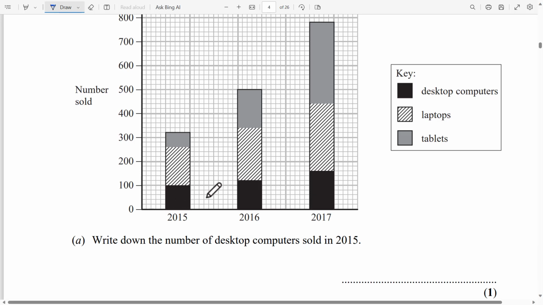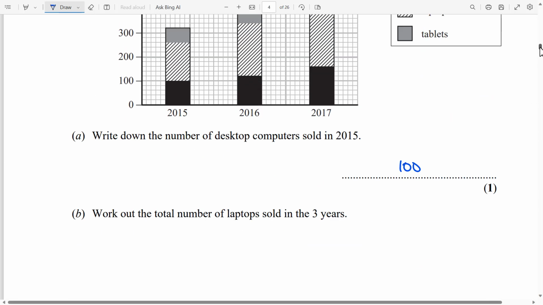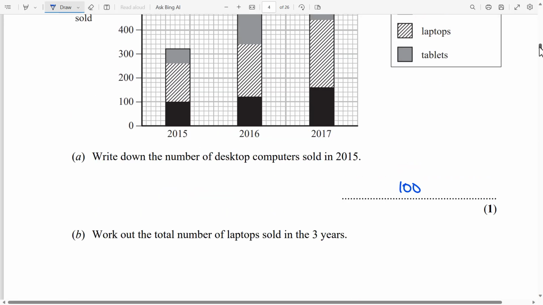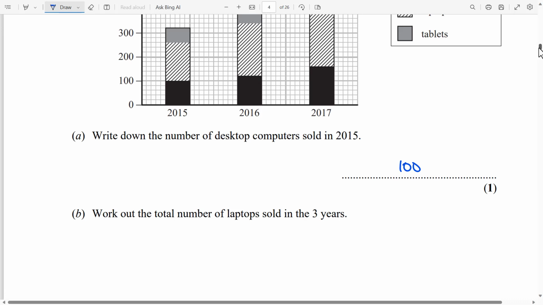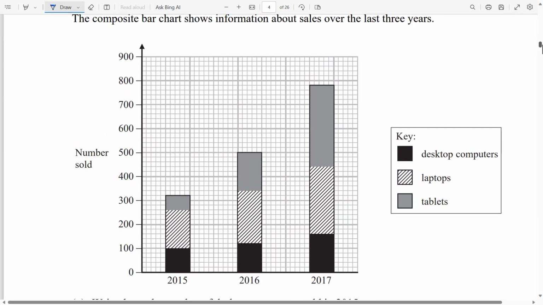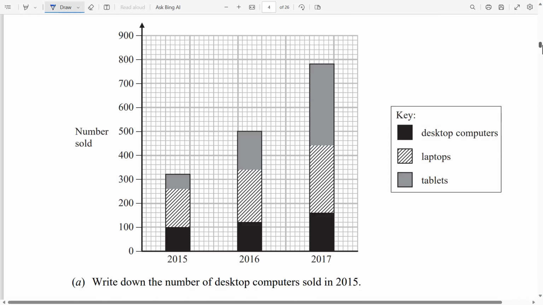So that's 100. Write down the number of desktops sold in 2015, and this is 2015. So that's the dark bar. So that's going to be 100. And then we go to the next question. Work out the total number of laptops sold in the 3 years. Laptops in the last 3 years.